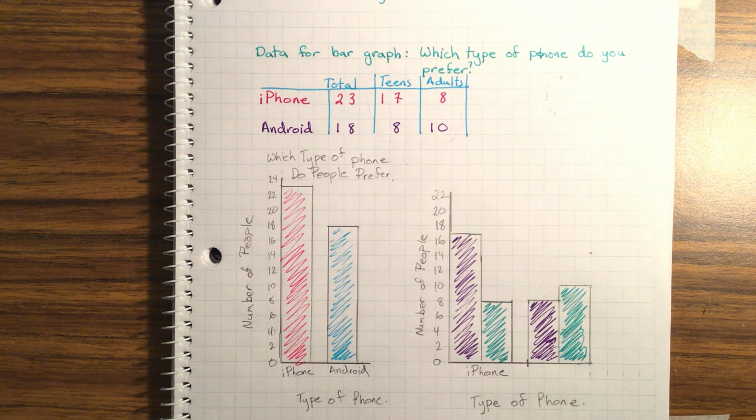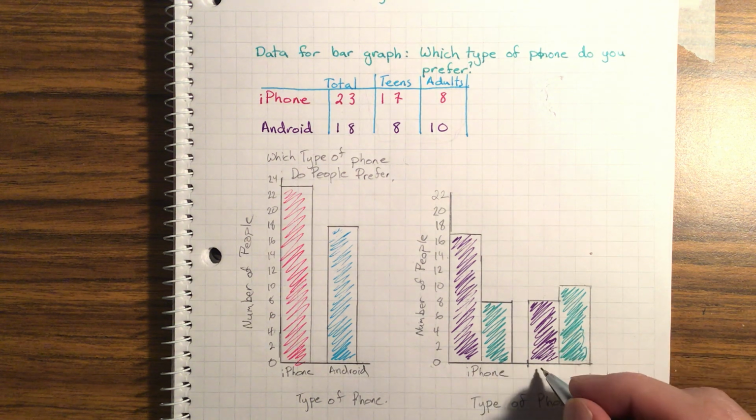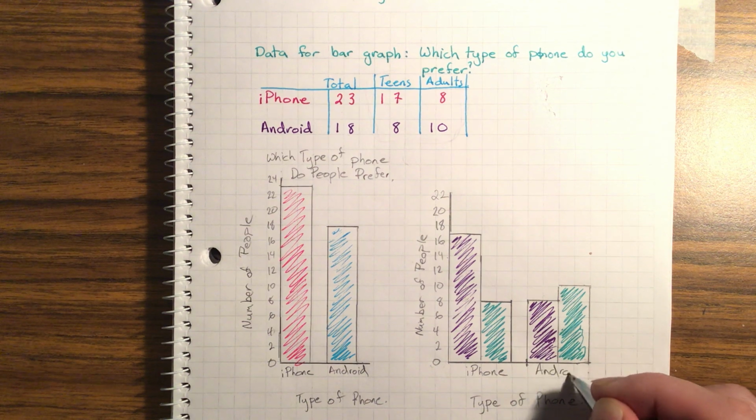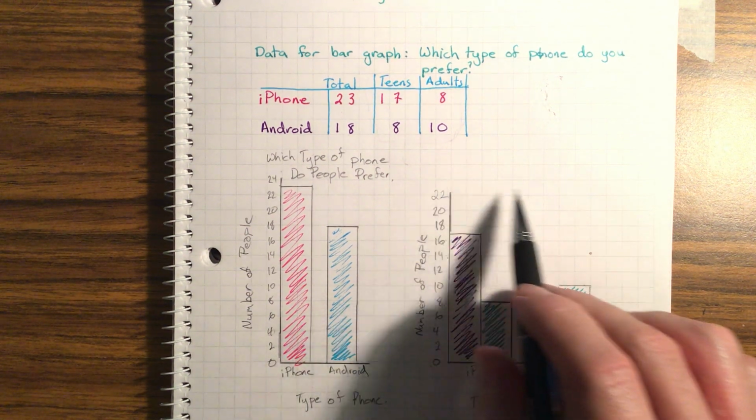Okay, now there's 2 things I'm still missing from this. I have my vertical axis with its scale and its label. I have my horizontal axis with its label. I've got iPhone, but I need to write down Android. I do not have a main title.